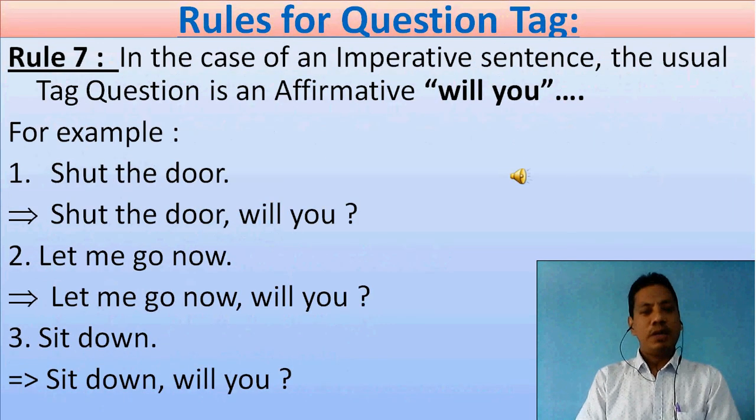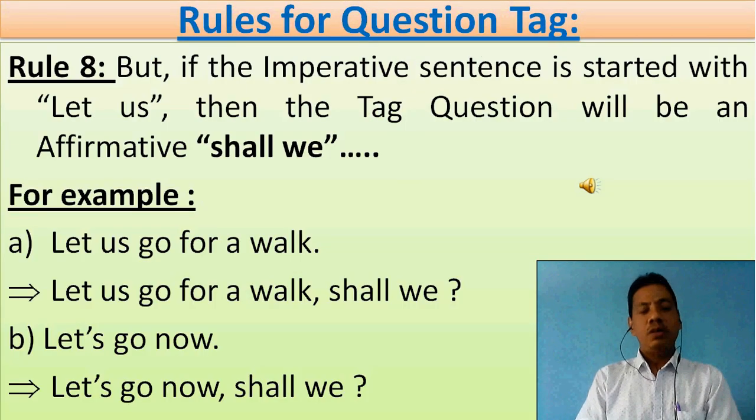Then rule number 7. In the case of an imperative sentence, the usual tag question is an affirmative, will you? For example, shut the door, will you? Let me go now, will you? Sit down, will you?